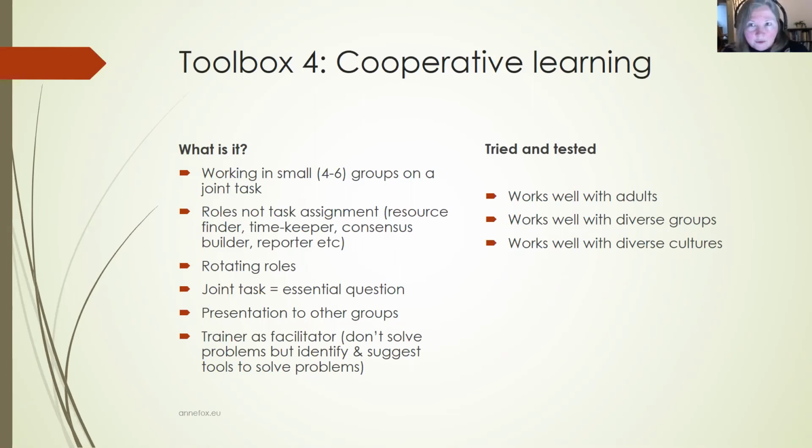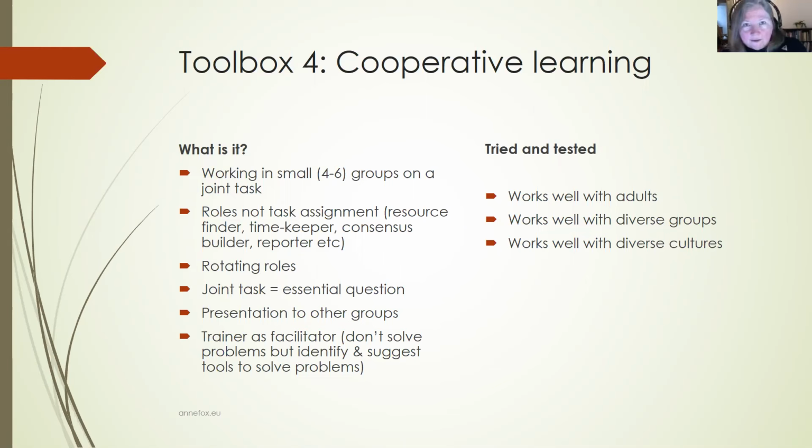So this is an important part of it, that you show your work. And the trainer has a very important role, which is not getting people out of trouble, but it's about identifying those groups that are struggling and maybe suggesting tools to solve the problems, but then walking away and trying to get the group to solve their own problems. And so that's the essence of cooperative learning.